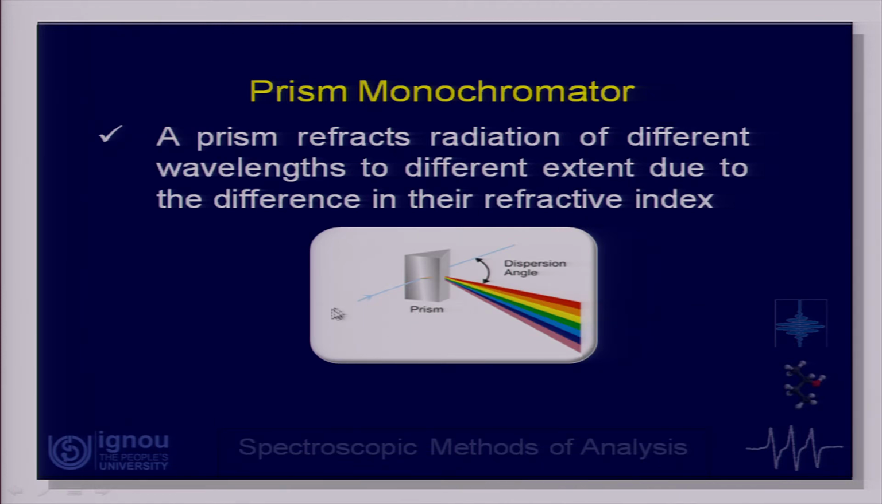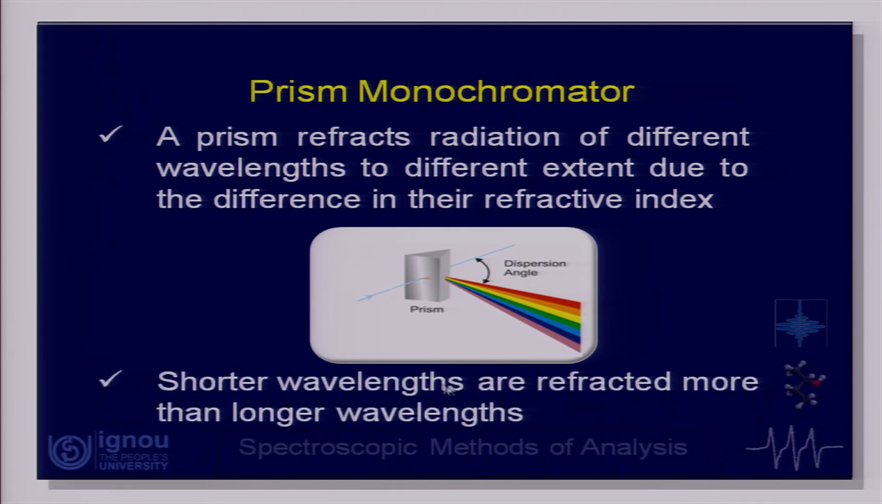That is, when I pass a white light through a prism, we find that we get a whole spectrum out of it. This is because the different radiations constituting this white light are refracted differentially by the prism. As a consequence, we get a whole range of spectrum. What you find is that the shorter wavelengths are refracted more than the longer wavelengths. That means this is a shorter wavelength, so there is more refraction, and this is a longer wavelength, which is refracted to a lesser extent. And this very property of a prism is made use of in a prism monochromator.